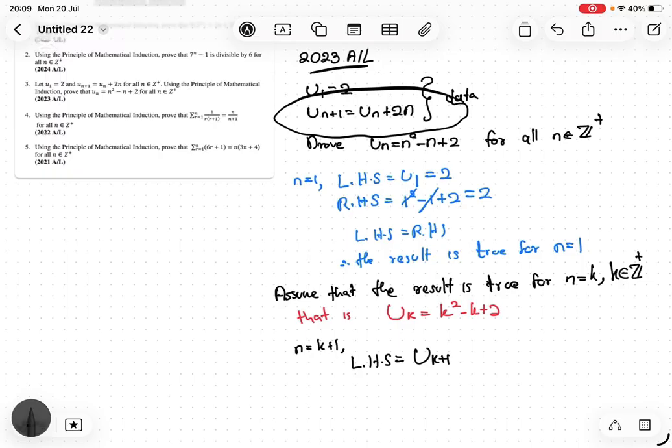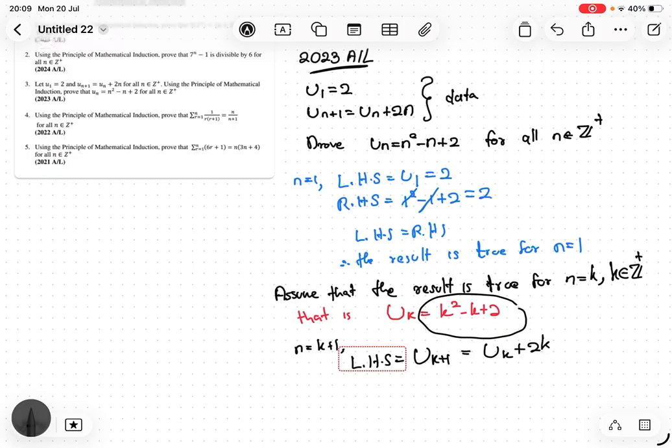u(n+1) equals what? un plus 2n. Then what is u(k+1)? We can write it as uk plus 2k. Is it clear? And we know that uk equals this. Okay, so we can write there k squared minus k plus 2 plus 2k, which is equal to k squared plus k plus 2.